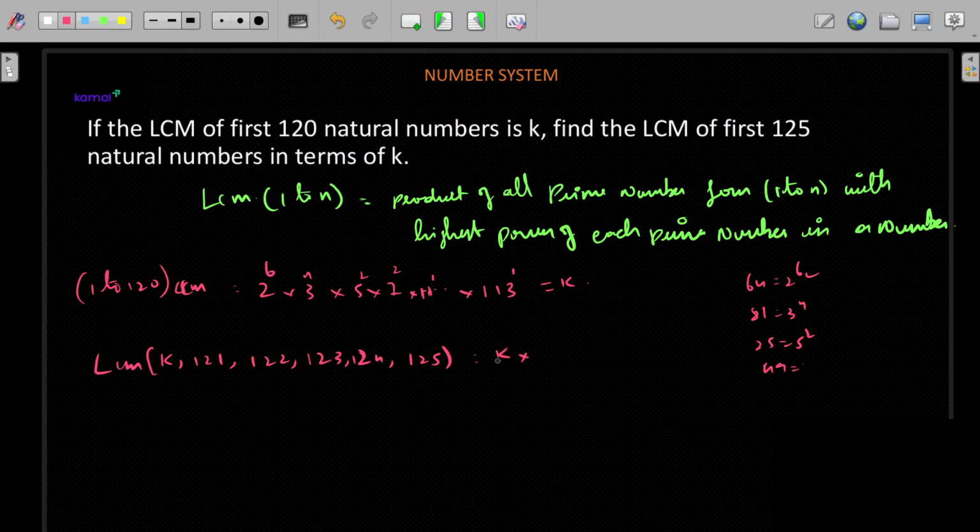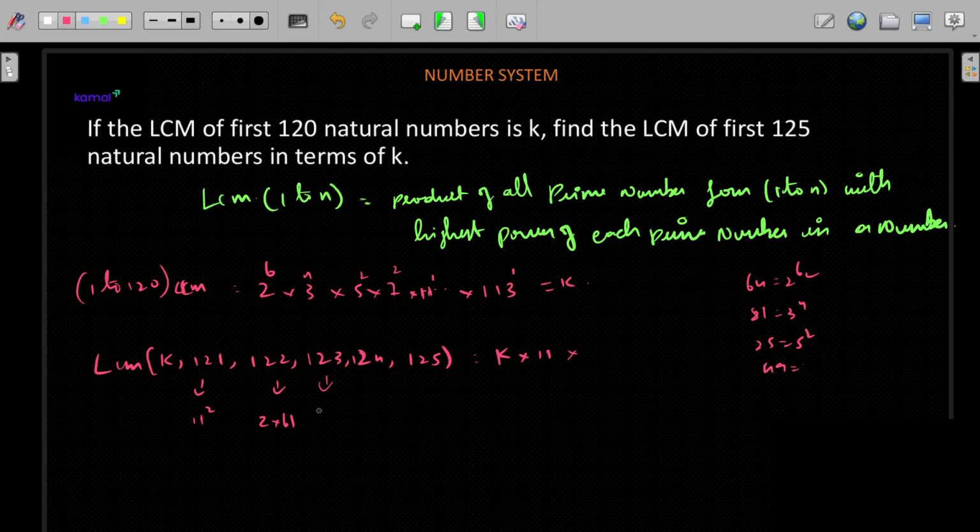So it's k. 121 is 11 square. The highest power of 11 in any number from 1 to 120 is only 1. But here we have 11 square, which means k already has one 11. I'm multiplying by one more 11 so that the number becomes a multiple of 121. 122 is 2 times 61. 61 is a prime number which is already a part of k, and 2 is also part of k. So there is nothing we need to newly add.